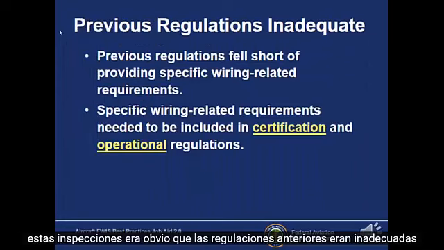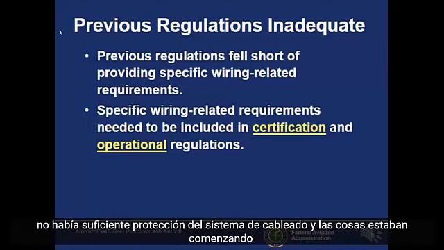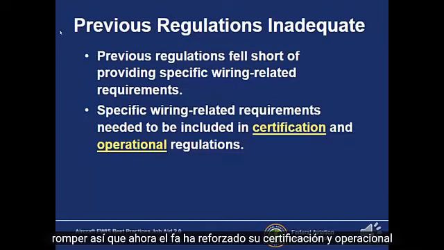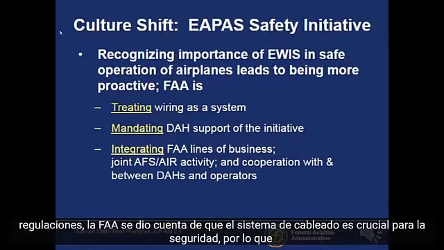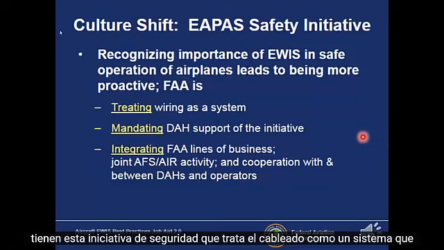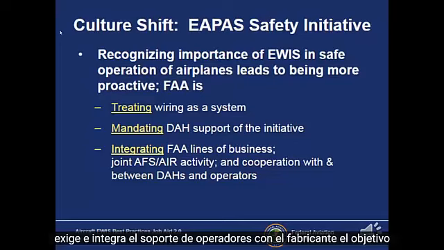So based on these inspections, it was obvious that the previous regulations were inadequate. There was not enough protection of the wiring system, and things were starting to break. So now the FAA has beefed up its certification and operational regulations. The FAA realized that the wiring system is crucial to safety, so they have this safety initiative that treats the wiring as a system. It mandates and integrates the operator's support with the manufacturer.